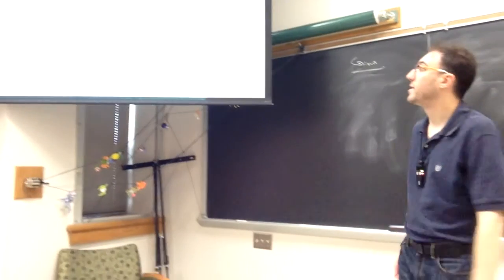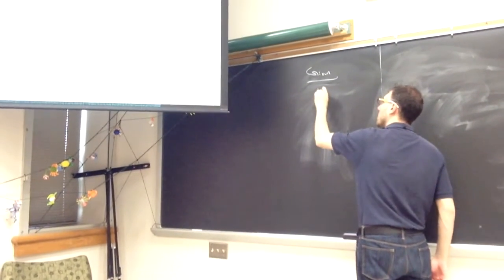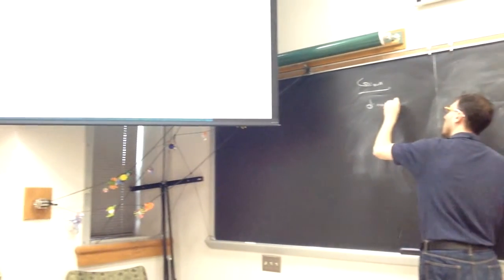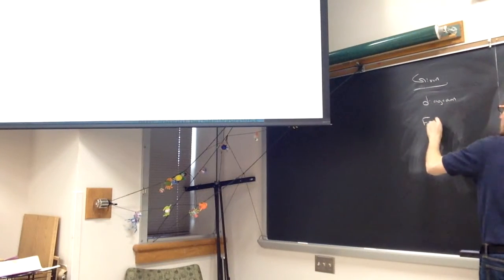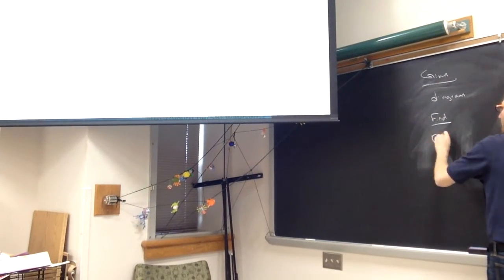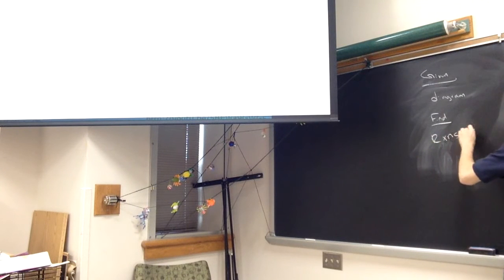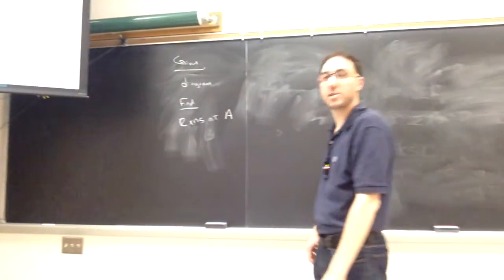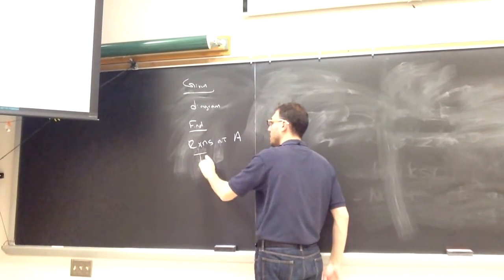In this problem, we are given the diagram. And we want to find the reactions at A. And in this case, we want to know what's the tension in cable BC. I'll call that TBC.